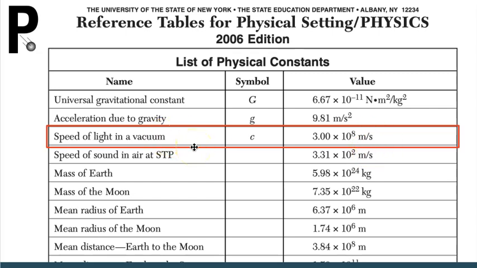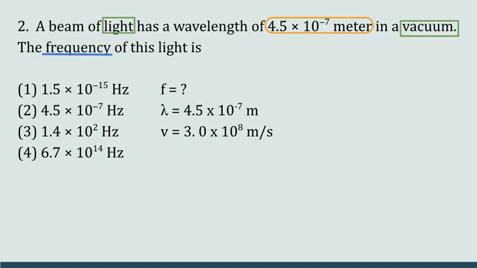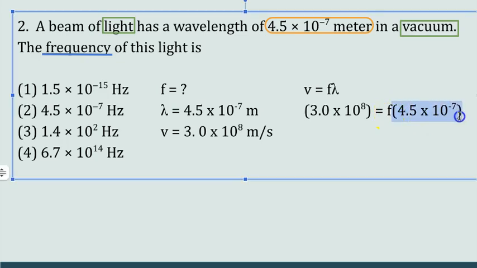Most of the time in these problems, you're going to be using this speed of light. If they ever say speed of light in air, you're going to assume it's the same as in a vacuum. So that's the number that I'm going to take for my speed. So v is equal to 3.0 times 10 to the 8 meters per second. I am going to use the same formula. This time I am solving for frequency. Once I have my numbers plugged in, I know that I need to divide both sides by 4.5 times 10 to the negative 7 in order to get f by itself.